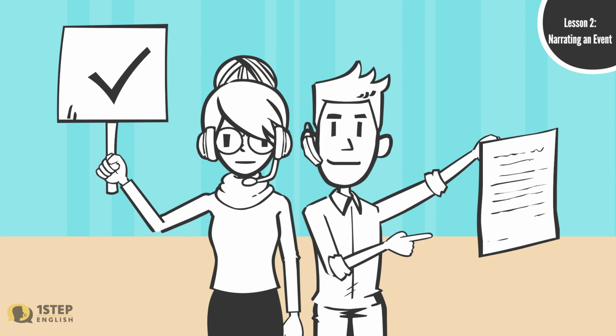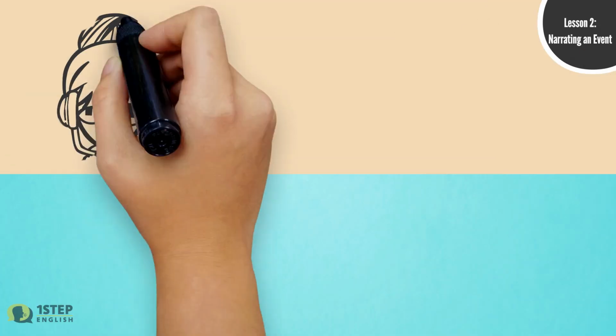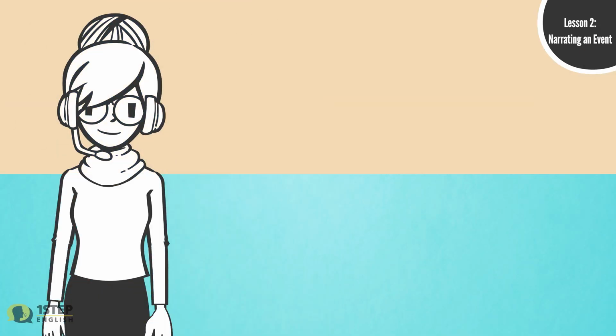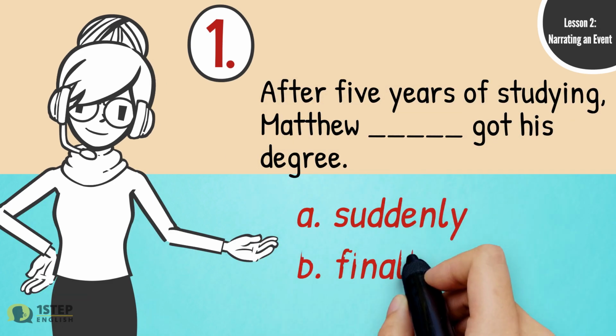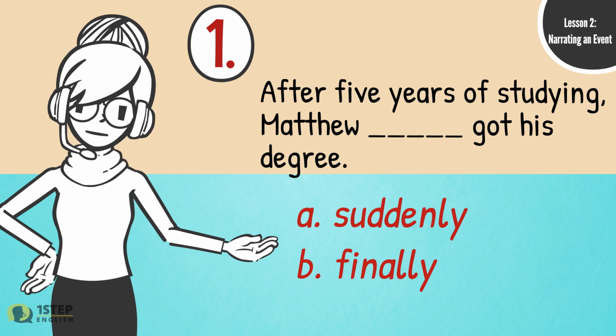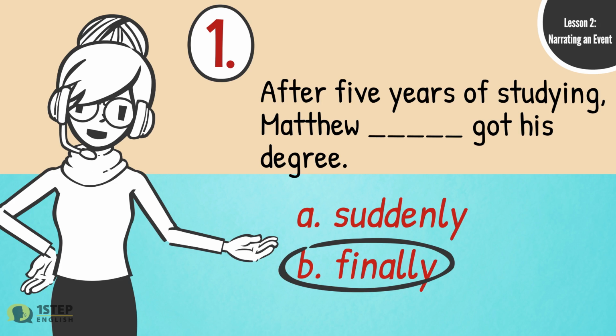Let's test your knowledge. Choose the letter of the correct answer. One. After 5 years of studying, Matthew, blank, got his degree. A. Suddenly. B. Finally. The correct answer is letter B. Finally. After 5 years of studying, Matthew finally got his degree.